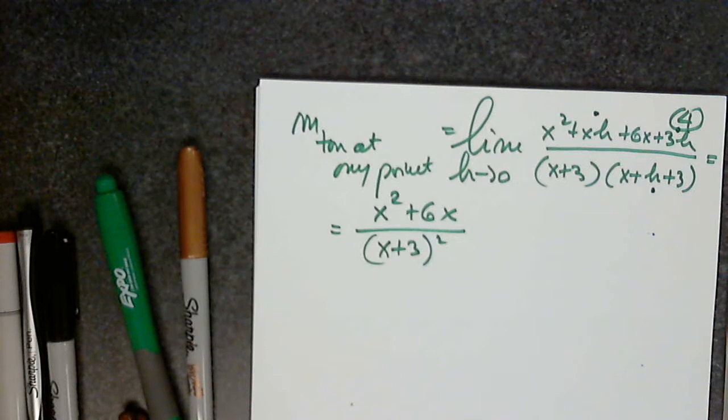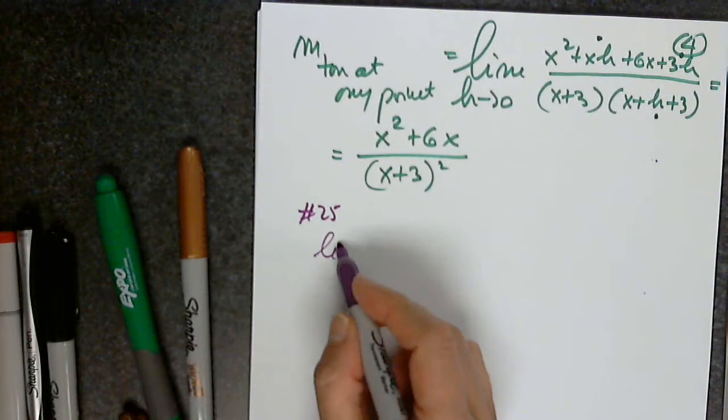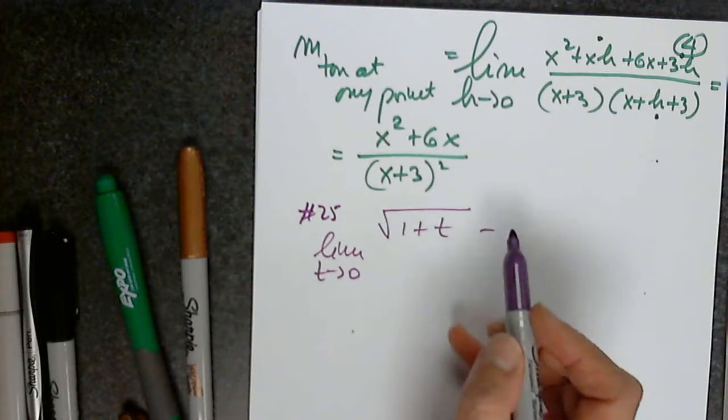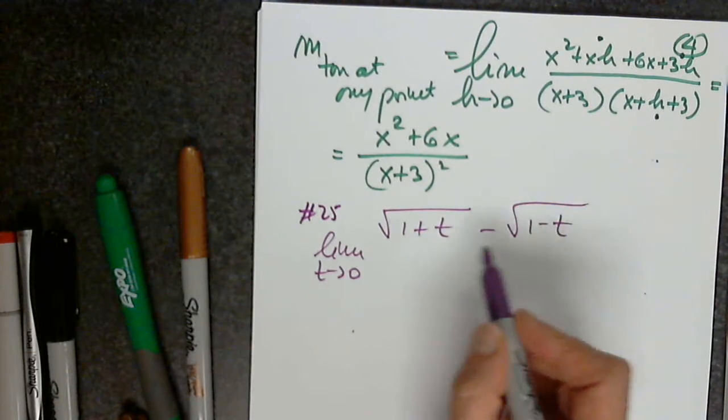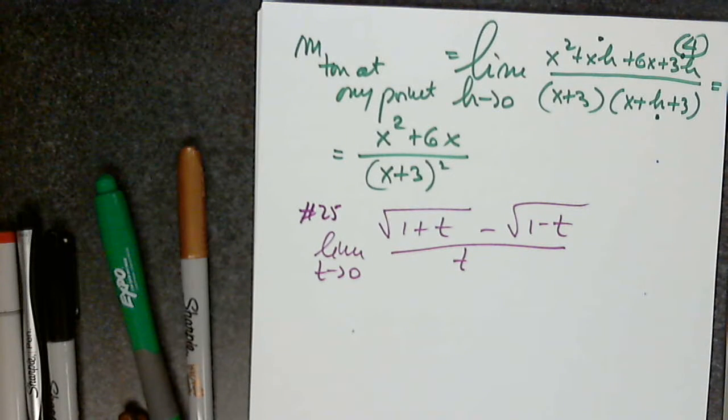So in 25, we have the limit as t approaches 0 of the square root of 1 plus t minus the square root of 1 minus t, divided by t. And this is what we just did. So what was the difficulty with this? For some reason, I just ended up hitting the... Oh, never mind. I just realized what I did. Okay, excellent. Good. I'm sorry? 23.